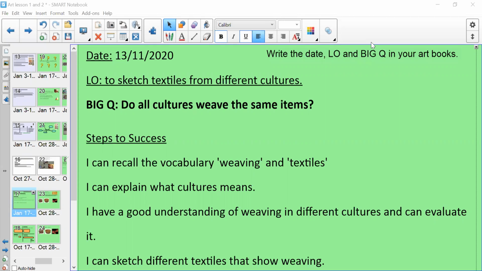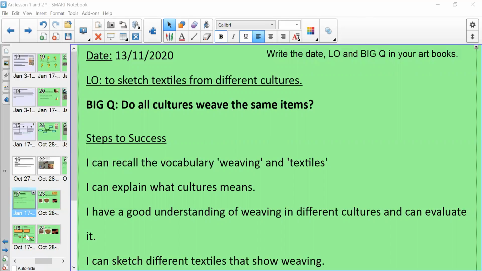So the learning objective is to sketch textiles from different cultures. And the big question is, do all cultures weave the same? And our steps to success are, I can recall the vocabulary, weaving and textiles. I can explain what culture means. I have a good understanding of weaving in different cultures and can evaluate it. I can sketch different textiles that show weaving.